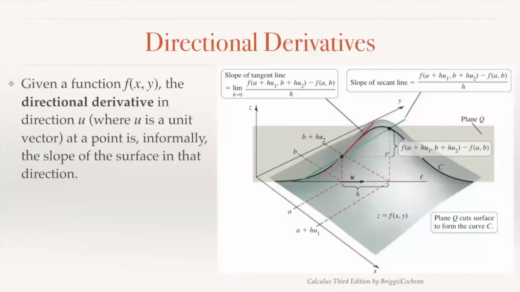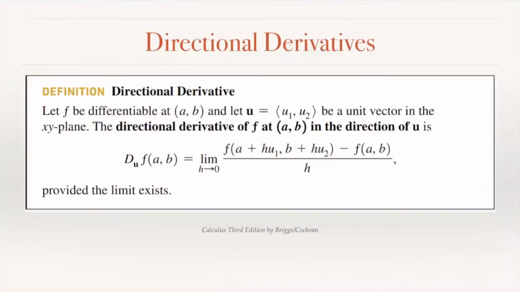So it's very much like partial derivatives. In fact, del x is the directional derivative in the positive x direction, and del y is the directional derivative in the positive y direction. And formally, the directional derivative is defined as such. It's denoted with D sub u, where u is the unit vector in the desired direction, of f at (a, b).